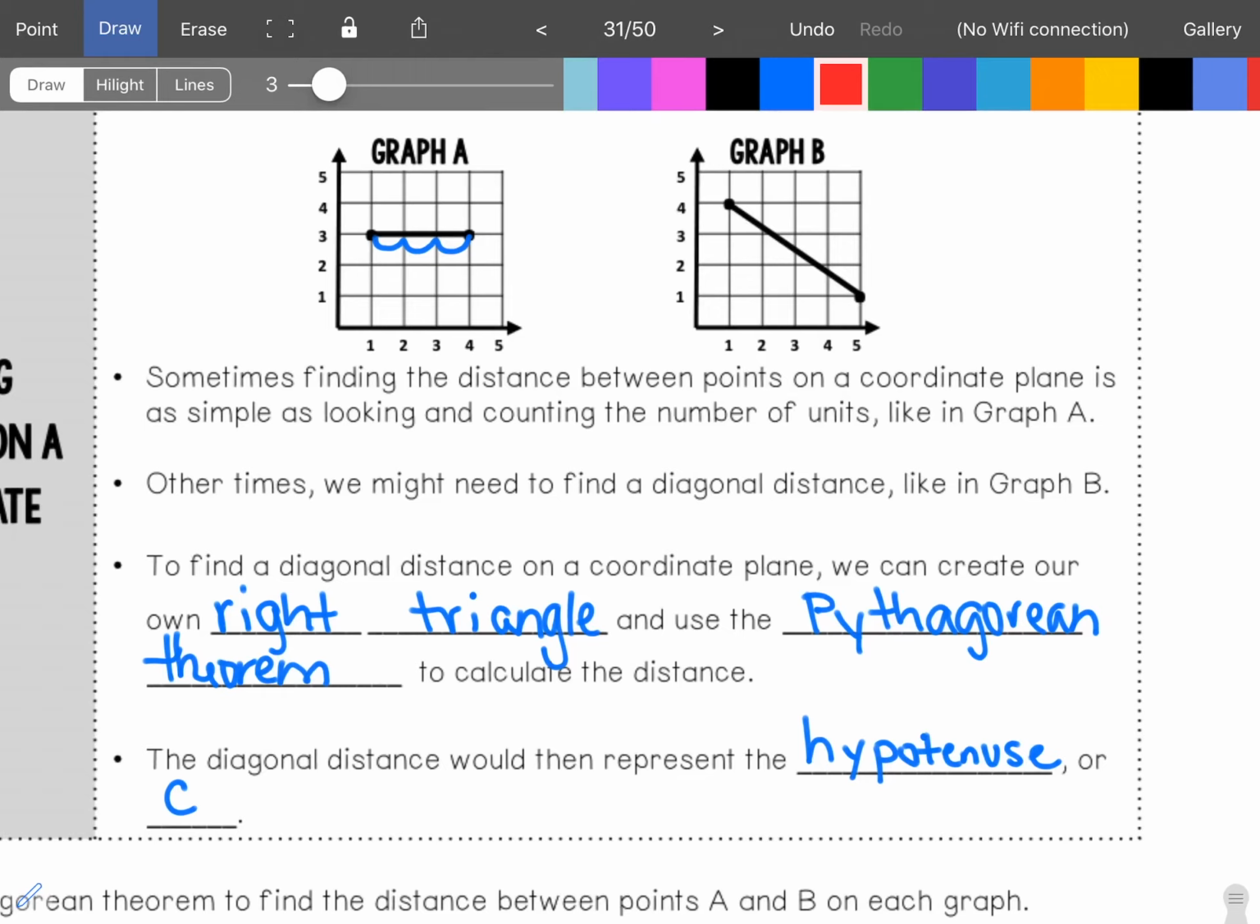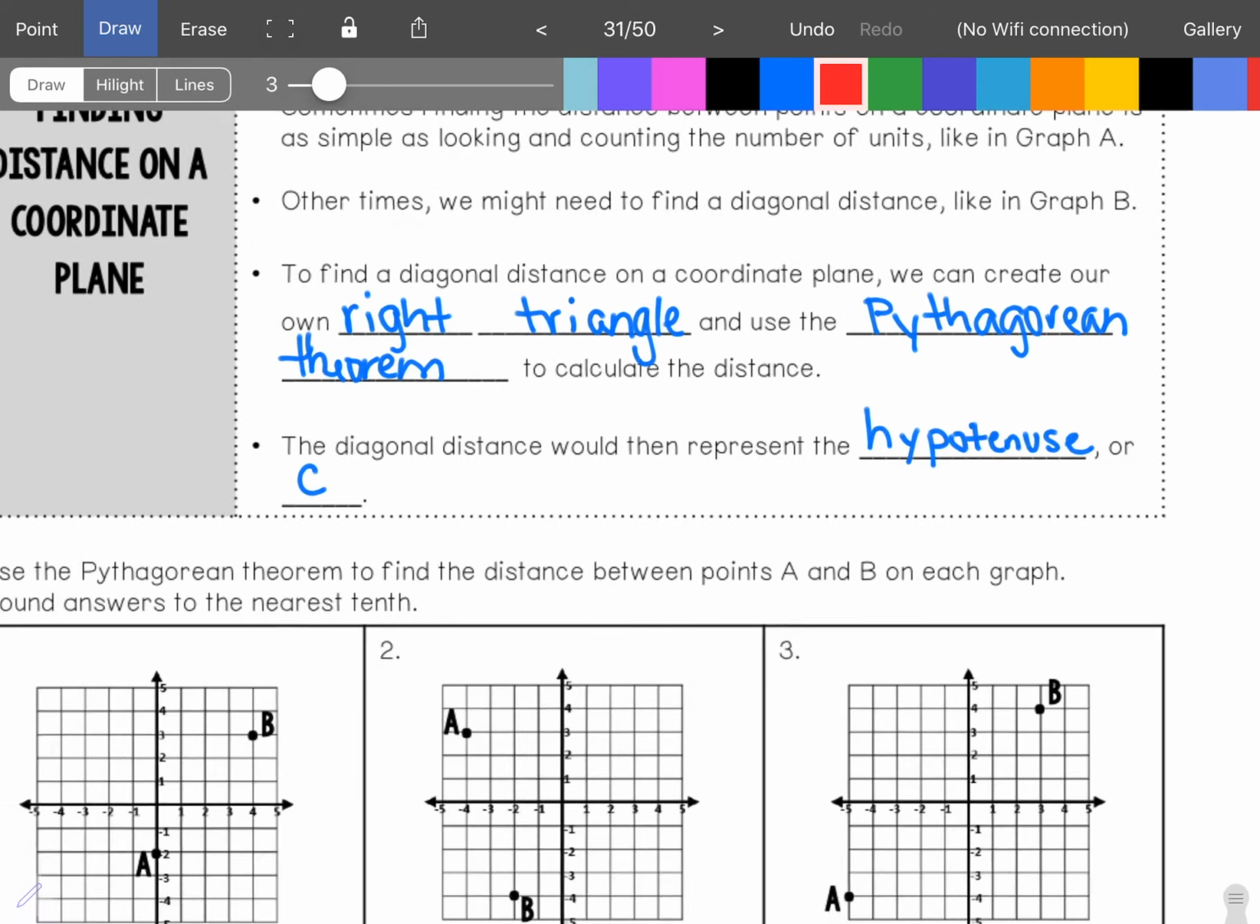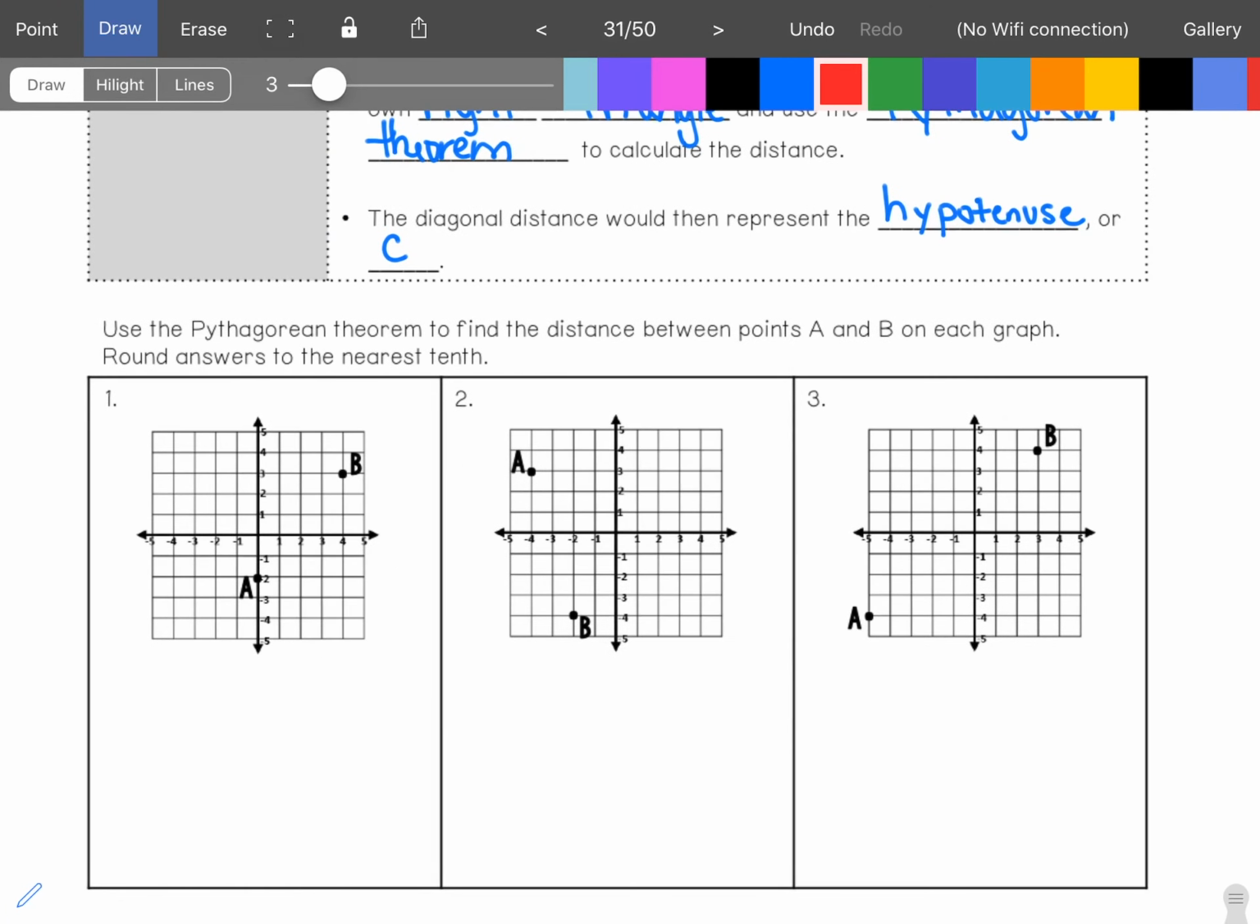If you look up here at graph B, watch how we can take that diagonal and turn it into a right triangle. See how we can do that to connect? And then we have our right angle right here, and then it's easy to count our A and our B and use the Pythagorean Theorem to find the C. Use the Pythagorean Theorem to find the distance between points A and B on each graph. Round answers to the nearest tenth.